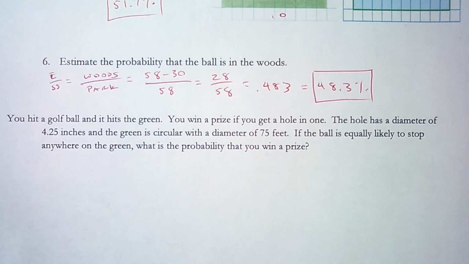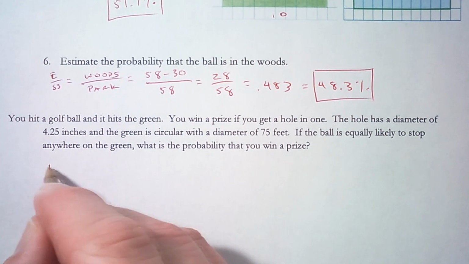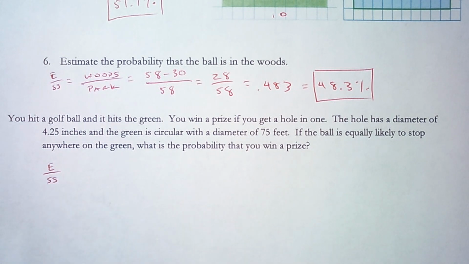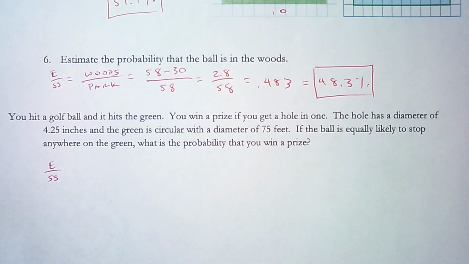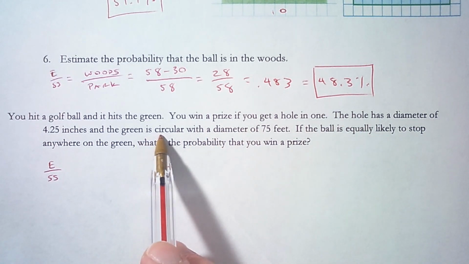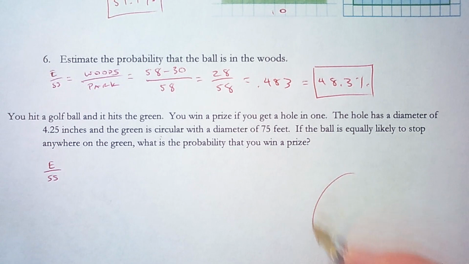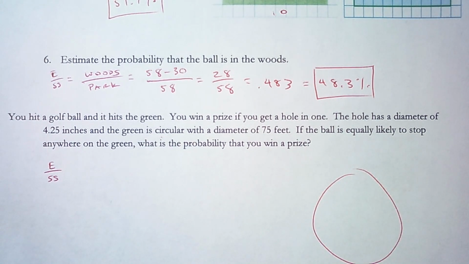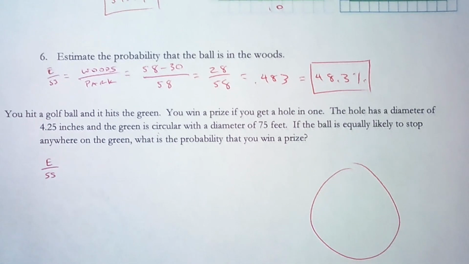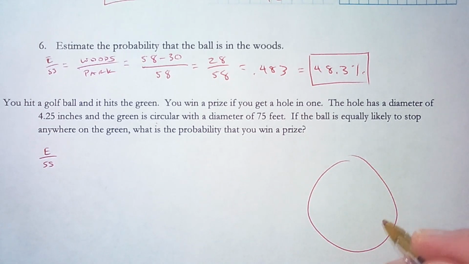One more probability problem here. Okay, so we're going to be looking for an event over a sample space. You hit a golf ball and it hits the green. You win a prize if you happen to get a hole-in-one. Okay, so you've got a circular green, so the green is circular. You hit a ball, and it definitely lands somewhere on that green.